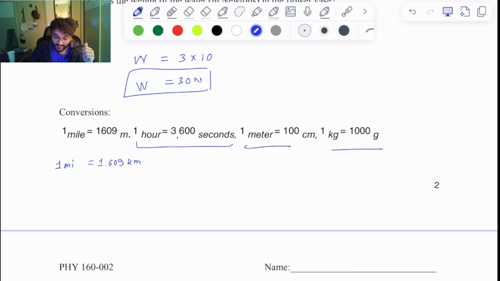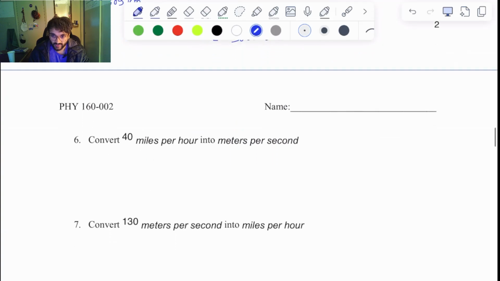1 hour is equal to 3600 seconds. You get that number because 1 hour has 60 minutes and each minute has 60 seconds. So that is equal to 3600 seconds. So that's why 1 hour is equal to 3600 seconds.